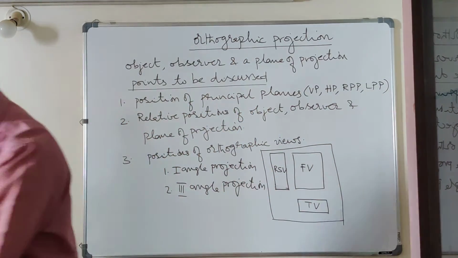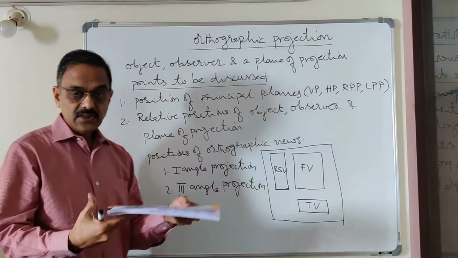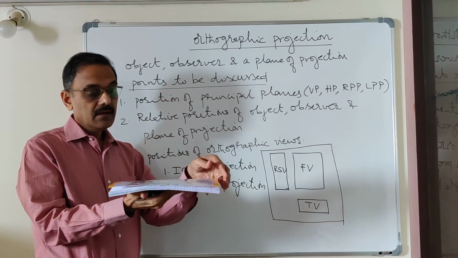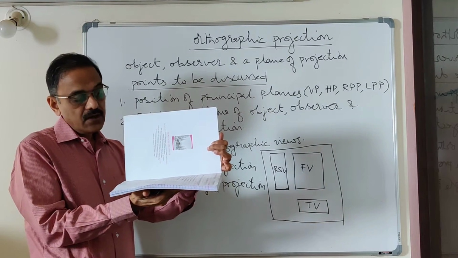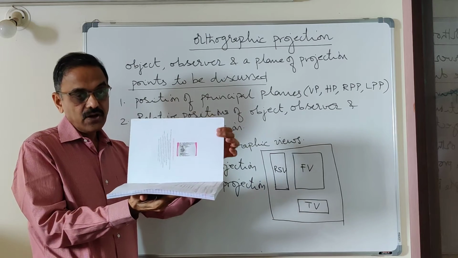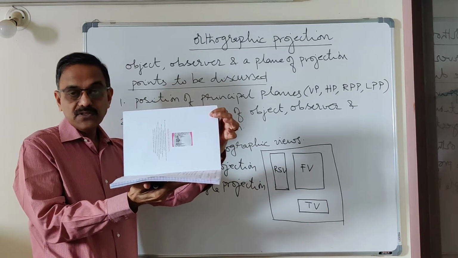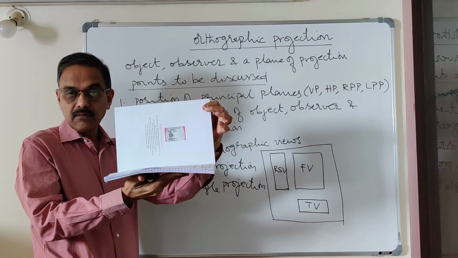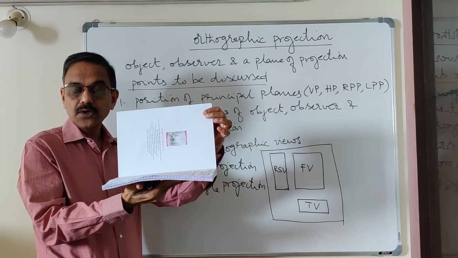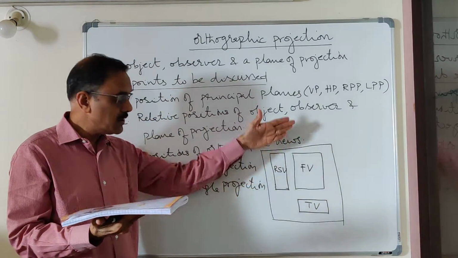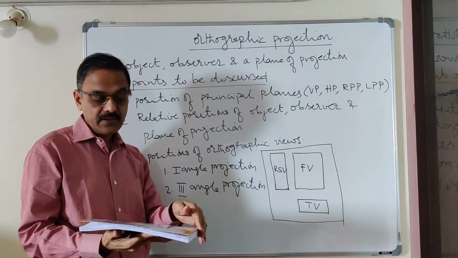Imagine that this is a horizontal plane. Imagine that this is a vertical plane. Okay. So where did you get the front view? The front view was obtained on this vertical plane, and the top view was obtained on the horizontal plane. This is a 3D scenario. This 3D scenario I want to convert into 2D scenario so that I can show it on a plane of board like this or on a plane of paper.